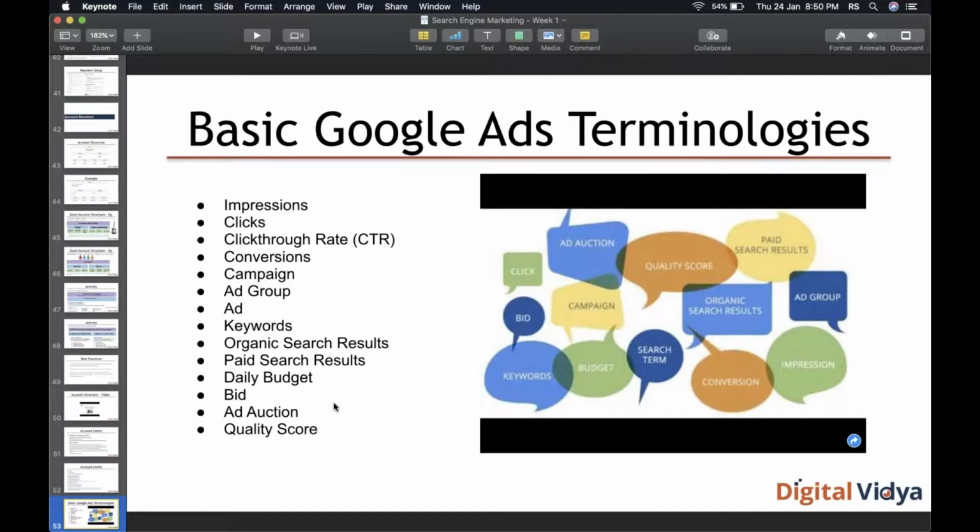Bid amount, we have seen your maximum CPC is kind of a bid amount. Ad auction, we know. Quality score, we know. So conversion, does anybody know what is a conversion?